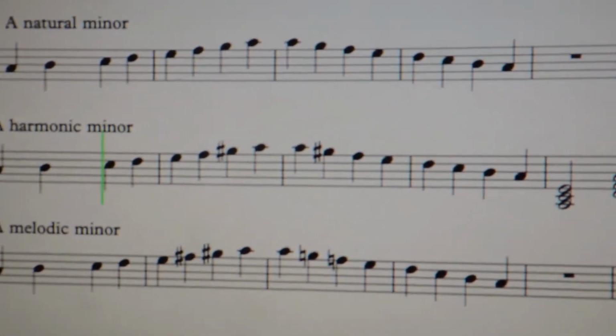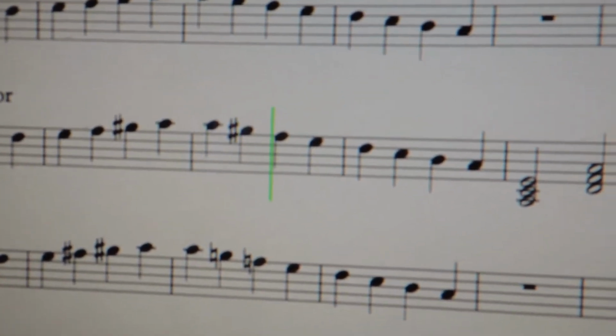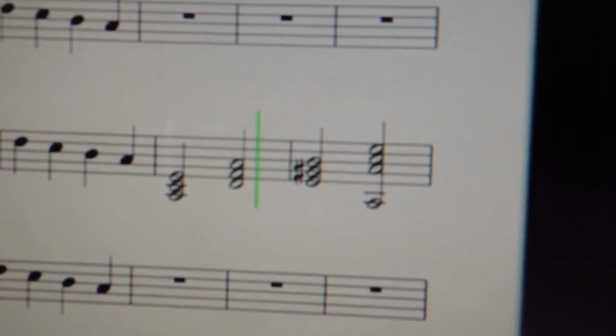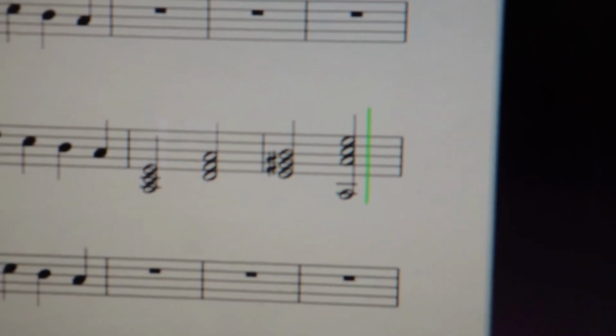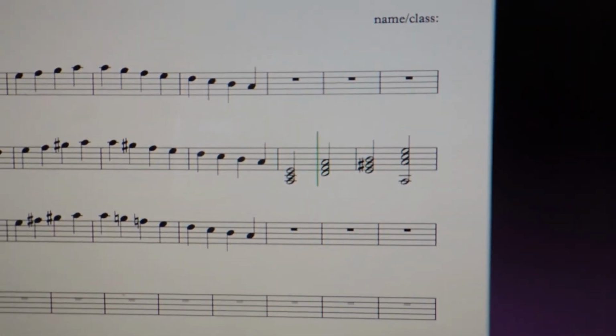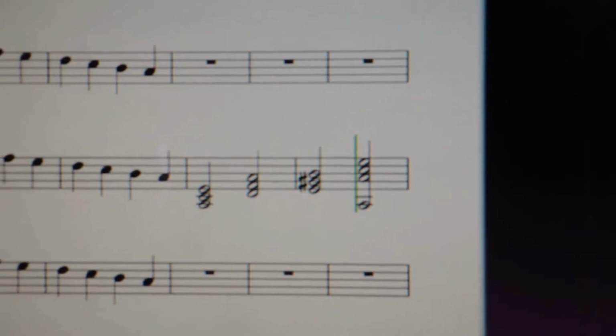Here we go, the harmonic minor. And here's the harmony. Minor 1, minor 4, major 5, and minor 1. Let's go over that just a little bit again. Minor 1 chord, that's A minor, second D minor, E major, A minor. That's why we call it harmonic minor, because you add that G sharp to harmonize the minor scale.